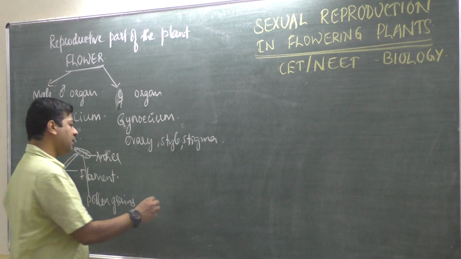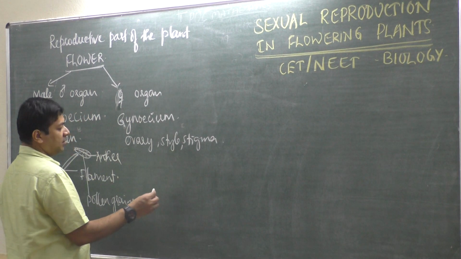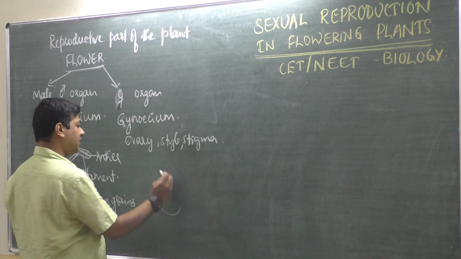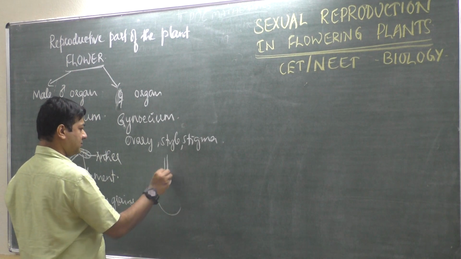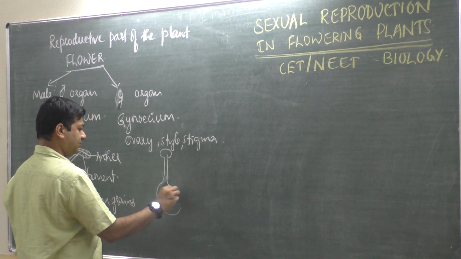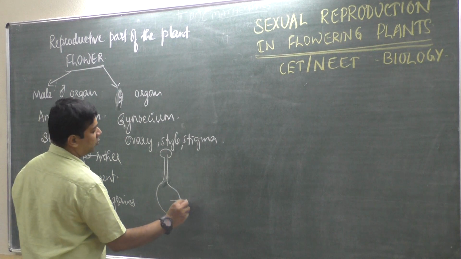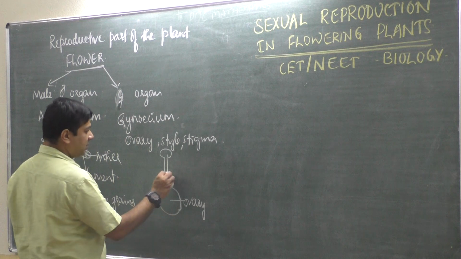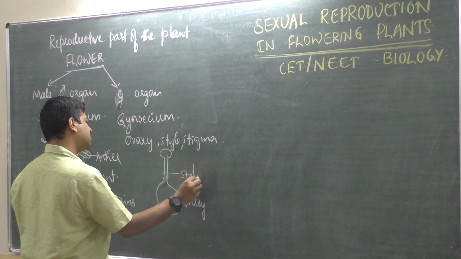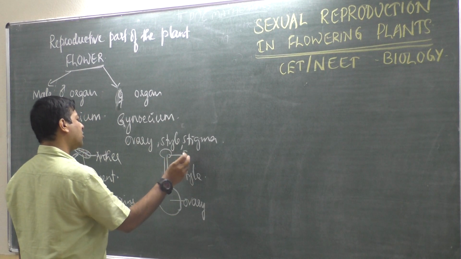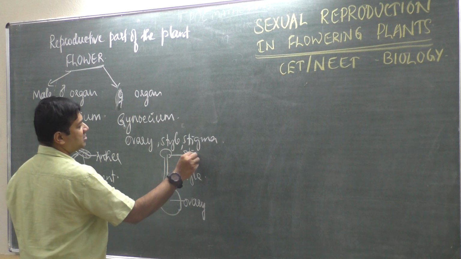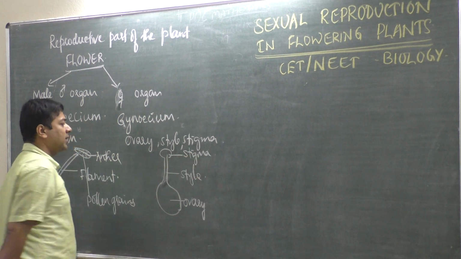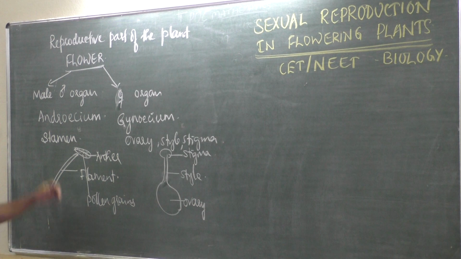In the case of a flower with a female reproductive part, it has three parts. The ovary is the lower part, which in future becomes the fruit. Then the long slender structure is the style, and the bulbous or knob-like structure present on the top is the stigma.